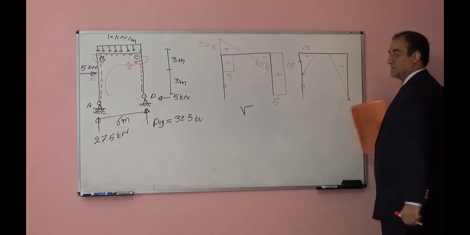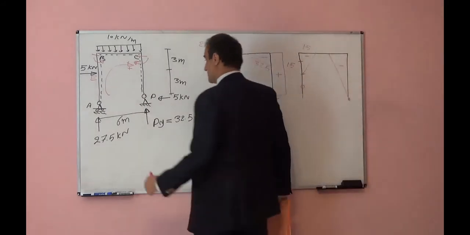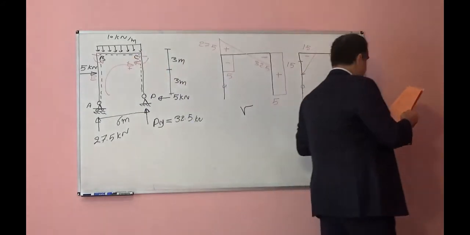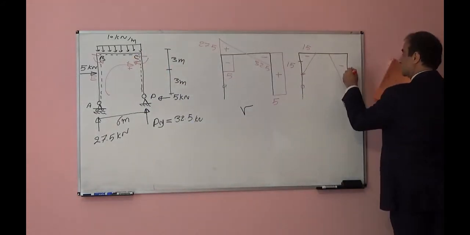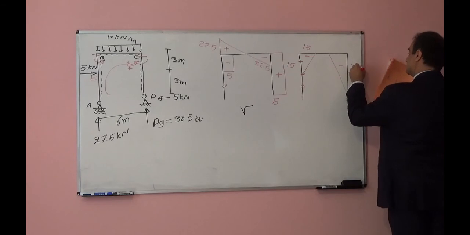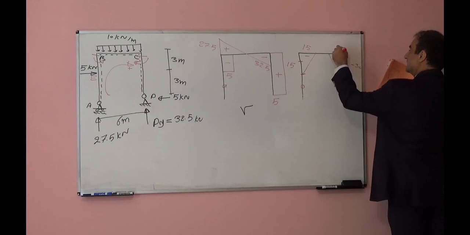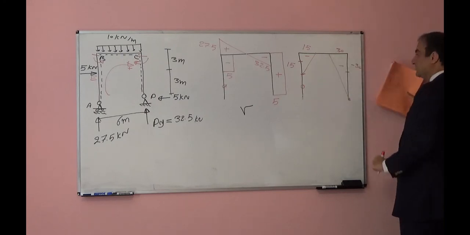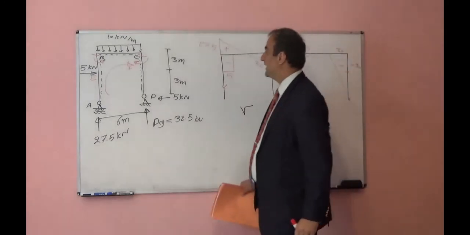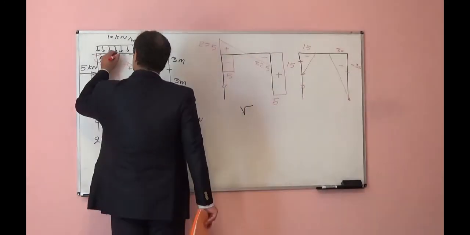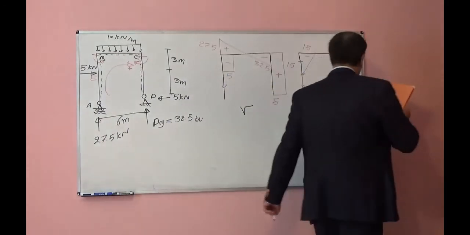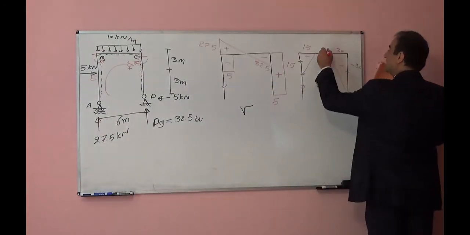And there is no force between D and C, so it is linear. The joint C is a rigid joint, so any moment you have in the column should transfer to the beam. Negative 30, here is 30. Okay. In the middle of the beam, if you take the moment, you will find positive 22.5.